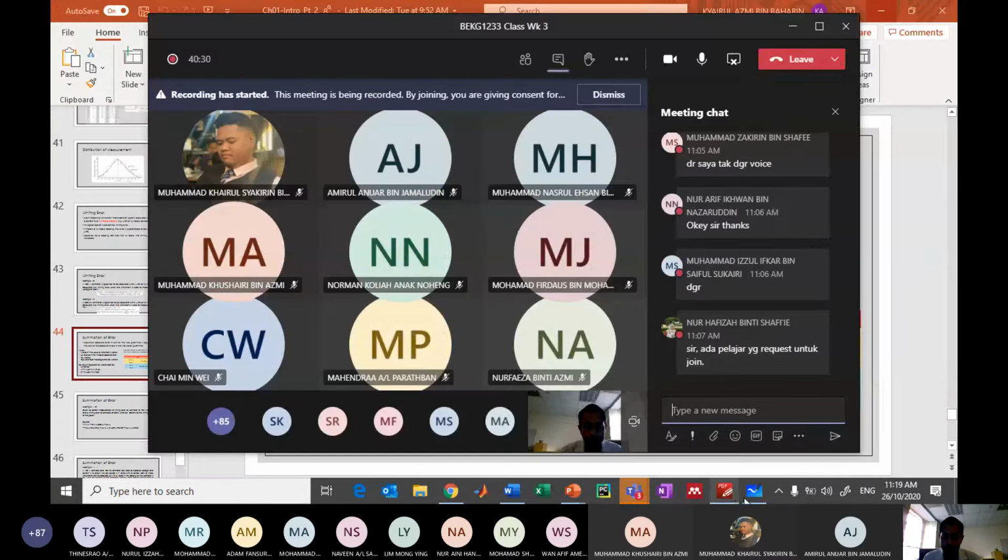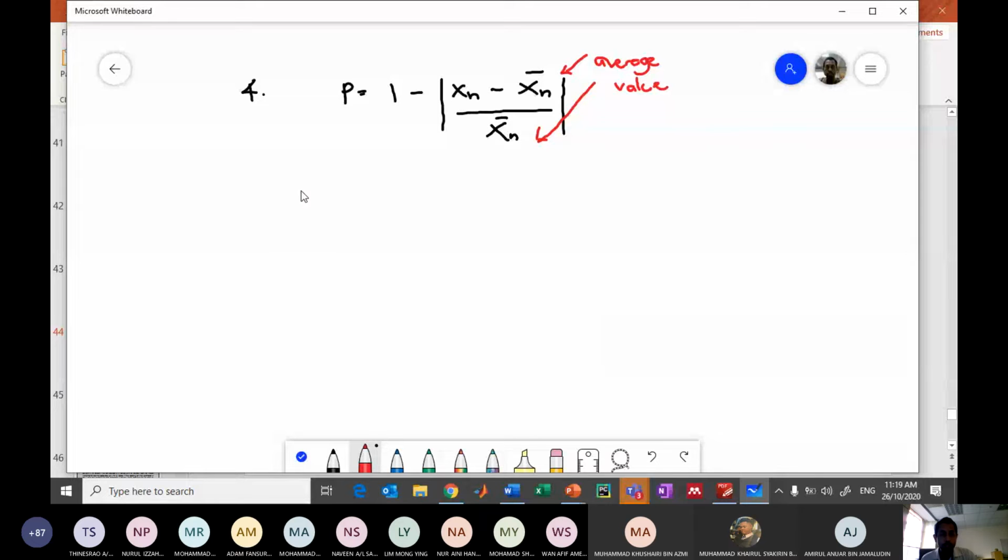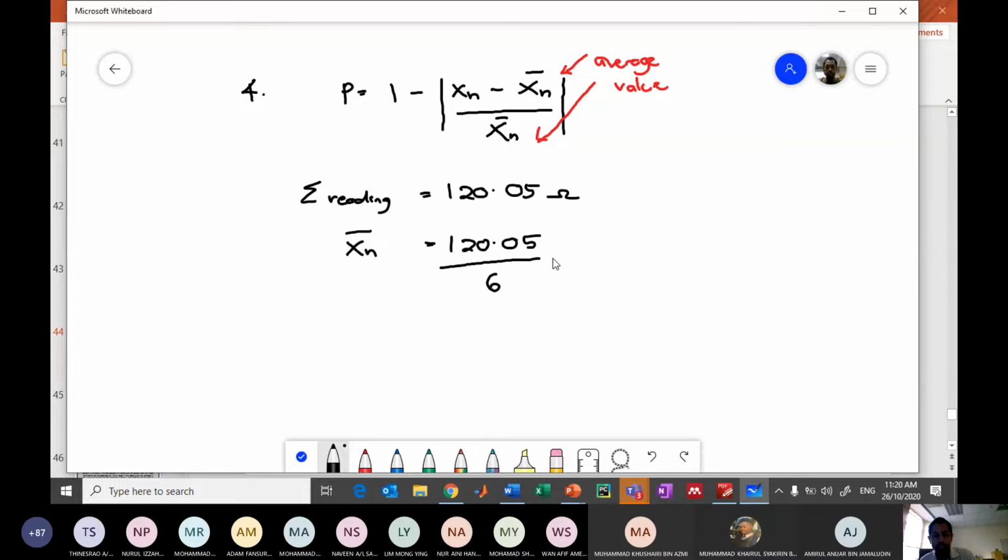So the sum of the reading is going to be equal to 120.05 ohms. So the average xn with a bar is going to be 120.05 divided by the total number of reading 6. So I am going to get 20.0083.